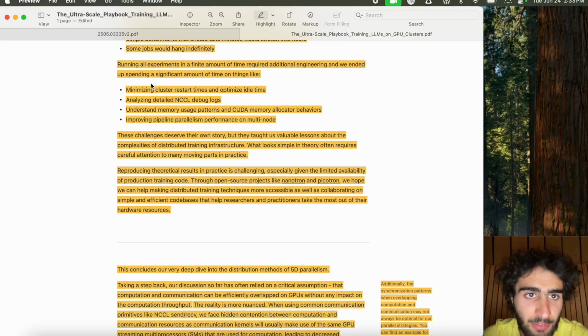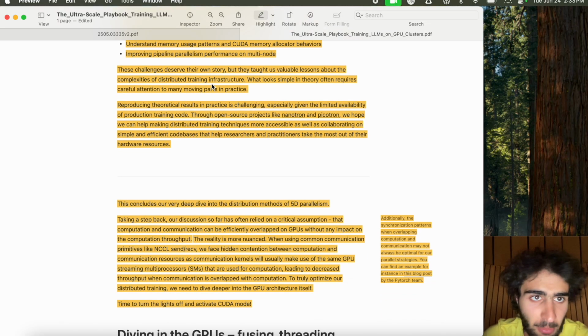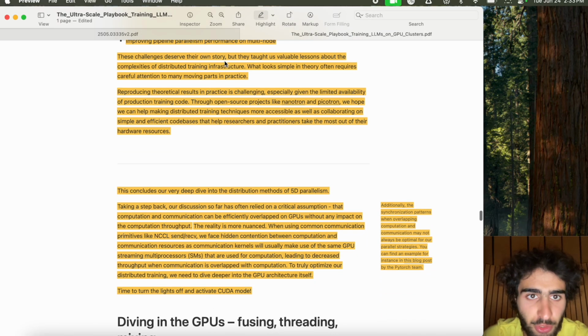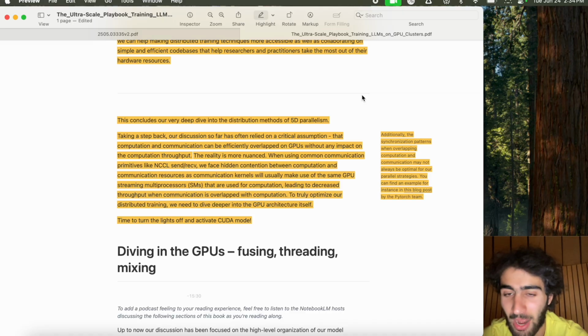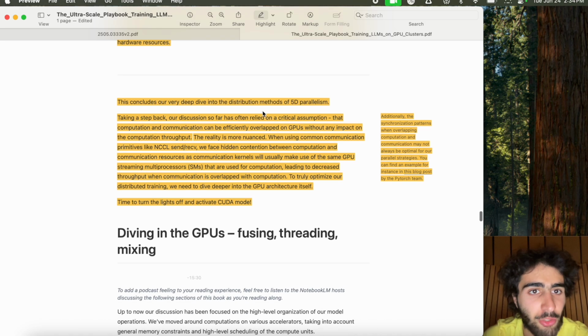And they ended up spending a significant amount of time on things like minimizing cluster restart times and optimizing idle times, analyzing detailed NCCL debug logs, which is the communication library in NVIDIA, understanding memory usage patterns and CUDA memory allocator behaviors, improving pipeline parallelism performance on multi-node setups. These challenges deserve their own story. Reproducing theoretical results is challenging in practice, but they do have these open source repos, which try to make this an open practice and not a weird esoteric science. And this concludes the deep dive into the distribution methods of 5D parallelism.